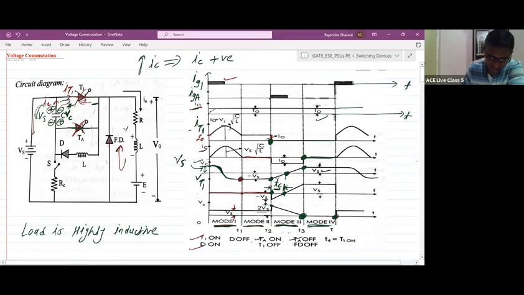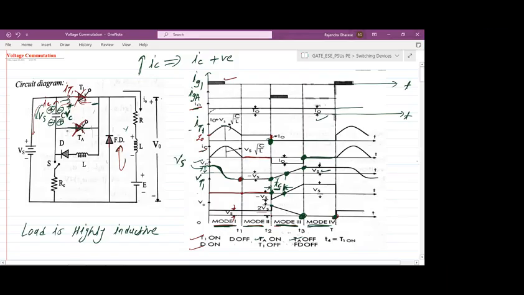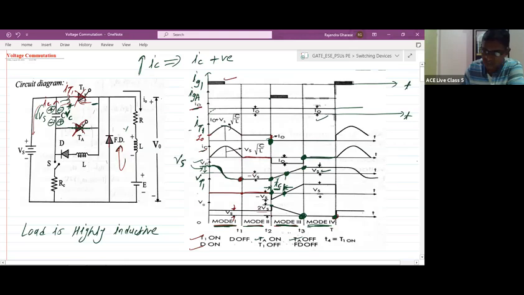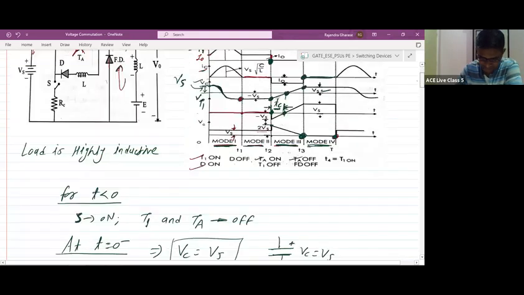Capacitor is initially charged with upper plate positive, lower plate negative. When the capacitor discharges through this loop, the same thing we have written here.